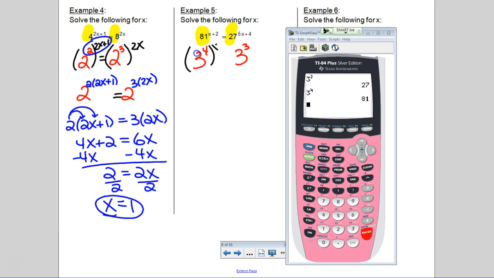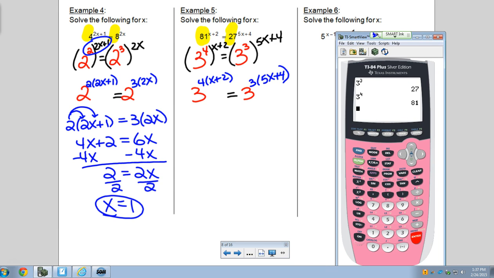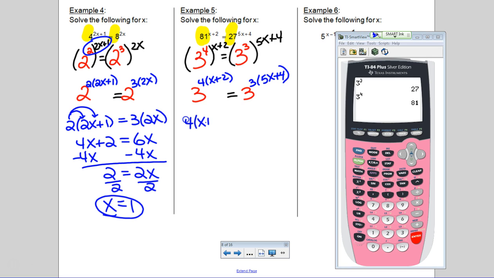I'm going to keep the regular powers what they were originally on these problems still. So now I have the base 3. And the new power is 4 times x plus 2. Okay, 3 base. And new power is 3 times 5x plus 4. All right, once I have the same base, I know that the powers have to be the same. So I now know that the 4 times x plus 2 power has to equal the 3 times 5x plus 4 power.